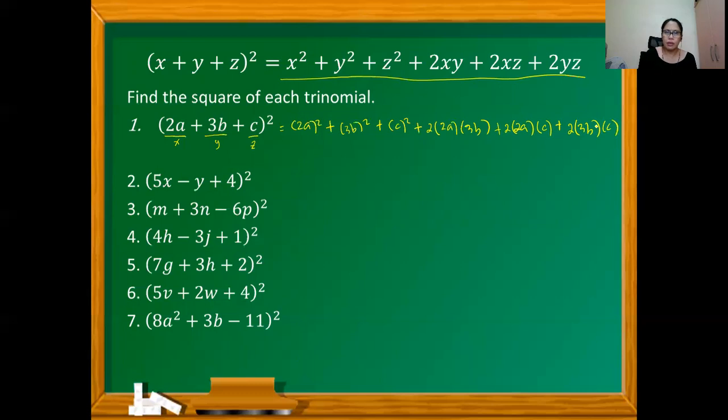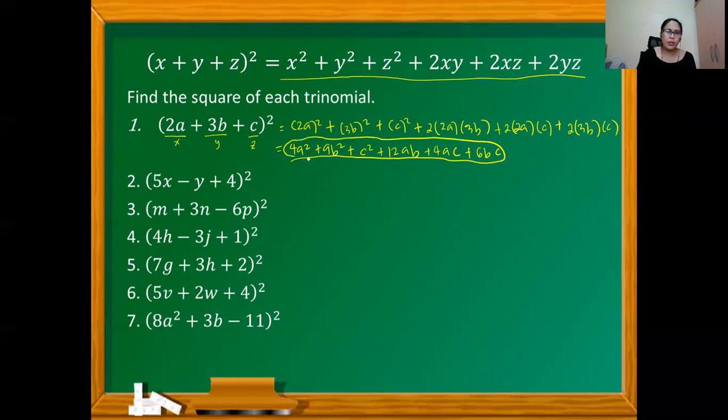And then simplifying the answer, we have the square of 2a is 4a squared, while the square of 3b is 9b squared. And then the square of c is c squared. And then 2 times 2a times 3b gives us 12ab. And then 2 times 2a times c, so this gives us 4ac. And then 2 times 3b times c gives us 6bc. So this is now our answer.